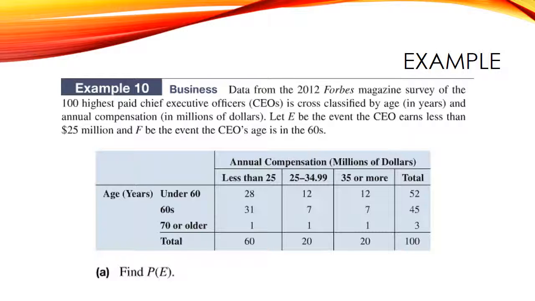Okay, example 10. Data from a 2012 Forbes magazine survey of the 100 highest paid chief executive officers, or CEOs, is cross-classified by age in years and annual compensation in millions of dollars. E is going to be the event that the CEO earns less than $25 million, and F is going to be the event that the CEO's age is in the 60s. You can see the chart there that it's kind of like a contingency table. It spells it all out for you. So we're going to find the probability of E. Pause the recording, give this a try, and resume the recording to check your answer.